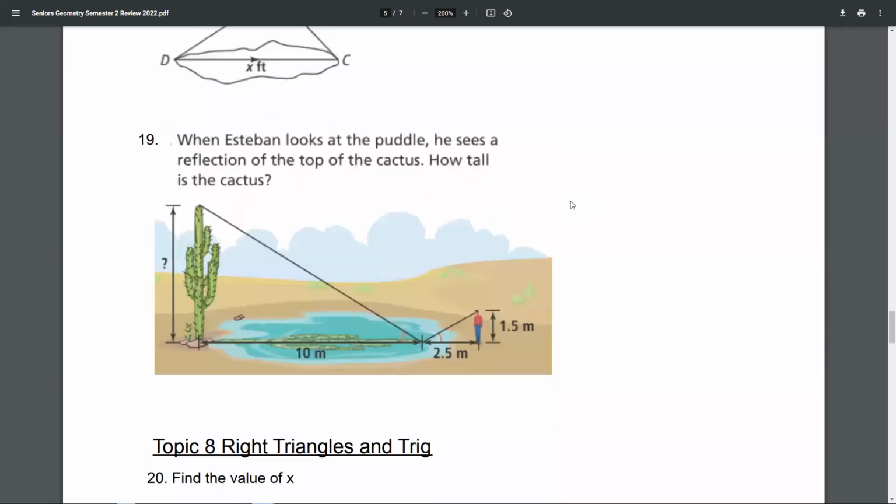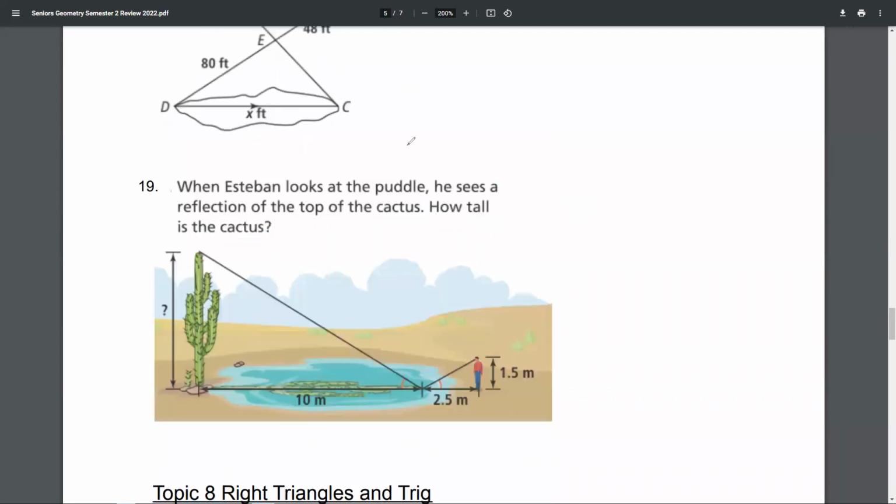Okay. Number 19. When Esteban looks at the puddle, he sees a reflection on top of the cactus. How tall is the cactus? So the angle that you're looking down is going to be the same as the reflection off the other side. So we have one pair of angles there. The cactus is at a right angle and the man is standing at a right angle. So now we have 2 pairs of angles congruent. So these triangles are similar by angle similarity.